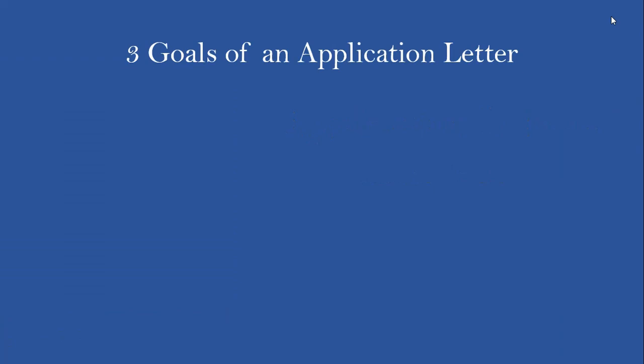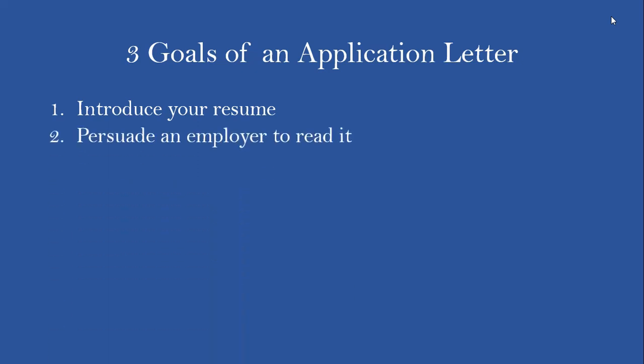So let's talk about what an application letter does. Basically an application letter has three major responsibilities. The first is to introduce the resume. We'll see this as we look through this sample resume. You are going to want to refer to something in your resume, because this is going to point your reader to important things. You want to persuade your potential employer to read your resume. This is fundamentally a persuasive letter, and we'll talk about that more in just a minute. And then you want to request an interview.